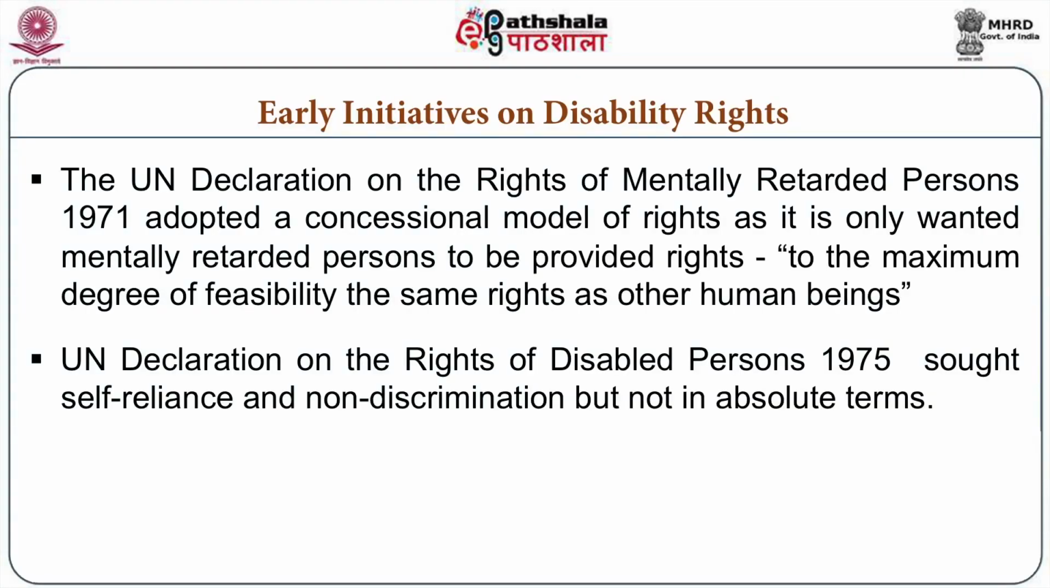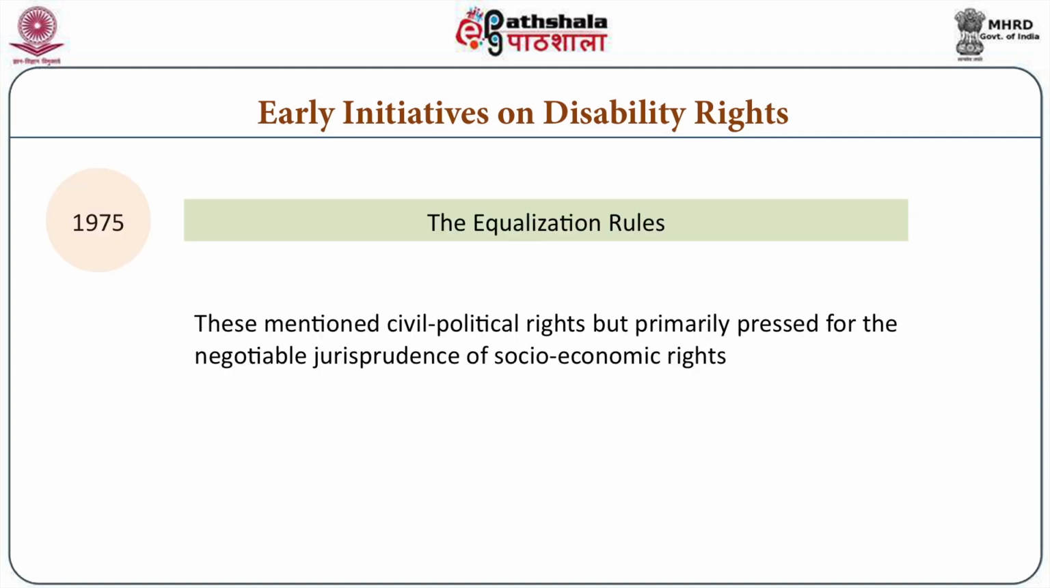It certainly doesn't satisfy John Finnis's conception of a claim right, which is robust and on an equal par with every other human being. In 1975, the UN adopted the Declaration on the Rights of Disabled Persons. Now, this sought self-reliance and non-discrimination, but it sought these not in absolute terms, but once again in somewhat relative terms. Some equalization rules were initiated in 1993, which mentioned civil and political rights, but it primarily pressed for negotiable social economic rights. So what's the difference here?